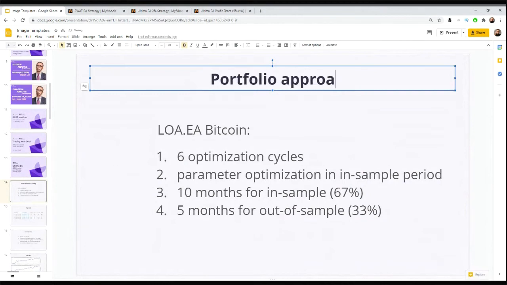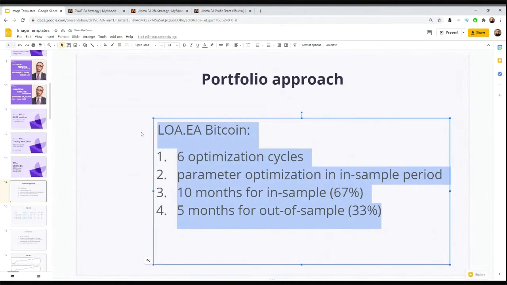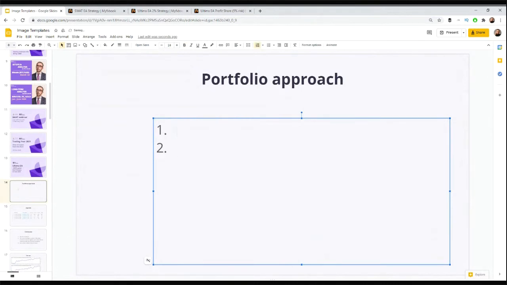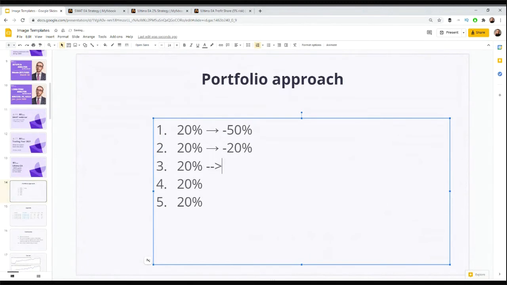Portfolio approach. Okay. So let's say, we'll probably have more EAs eventually, but let's just use a 5 EA example to make it simple for the moment. I mean, we ideally have 10 EAs, but I'm not sure if we'll start with 10 EAs at the start. Probably not. 20% each, right? So let's say this has a minus 50% drawdown, but the others have a small drawdown, but the other three, one is at plus 5, and the other is at plus 30, and this is, I don't know, plus 40, right?